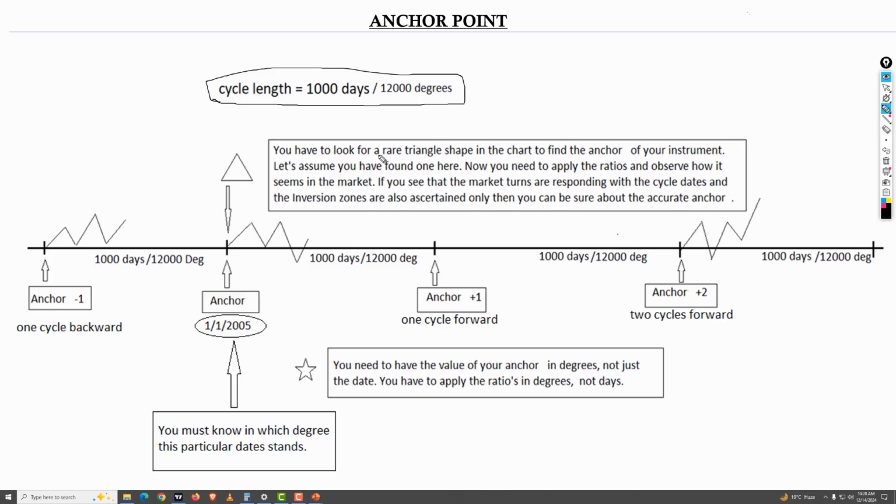First of all, you have to look for a rare triangle shape in the chart to find the anchor of your instrument. It will pretty much look like this.